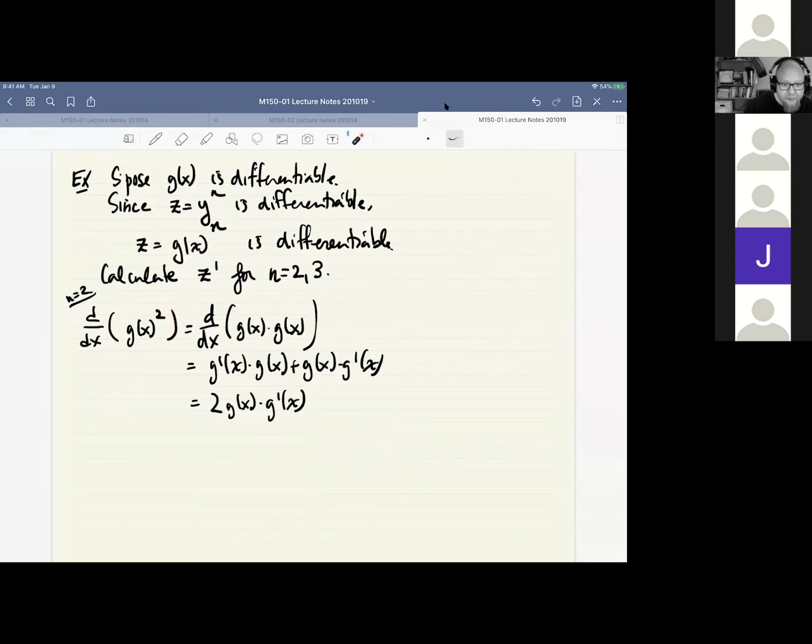Now notice, I'm differentiating this. If g is the inside function and squaring is the outside function, I could use the chain rule to differentiate the outside function: take my exponent, put it down in front, reduce the exponent by 1, and then multiply by the derivative. And by God, that's exactly what this is. So we've basically verified the chain rule for this special type of composition.